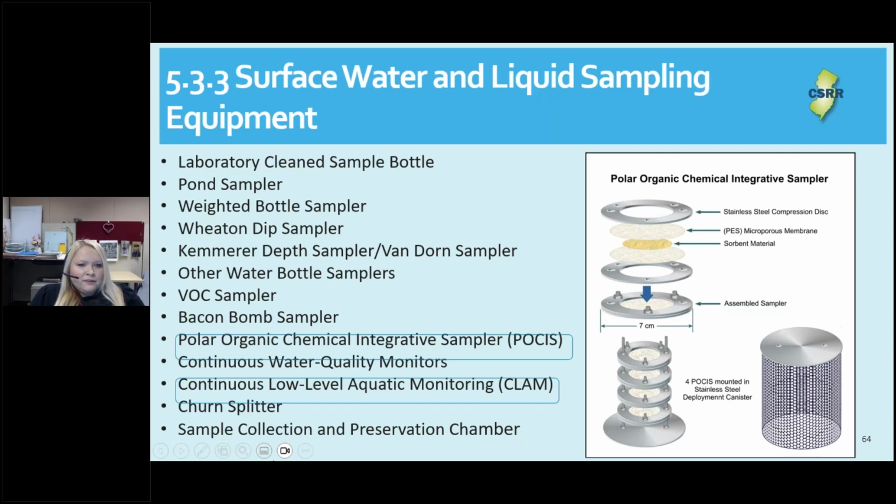The POCIS is depicted here, and it's an example of an integrative passive sampler. They're a way to monitor the concentration of organic contaminants in aquatic systems over time. The POCIS sampler consists of multiple stacked sampling discs mounted on a support rod. POCIS samplers can also be used in monitoring wells in theory, but the configuration would have to be different to fit. The CLAM is a solid phase extraction sampler that can be used in various aquatic environments.